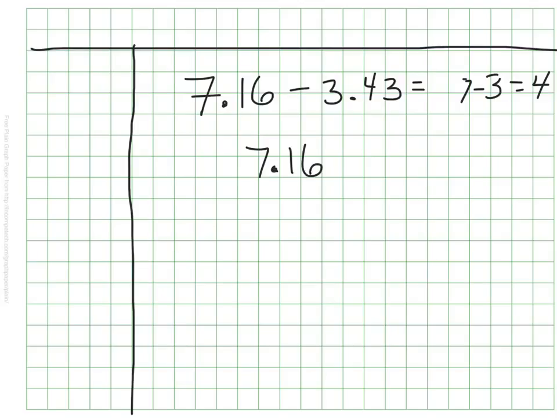Here's my larger number on top. I'm going to make sure my decimal places are lined up, and then I can fill in the place value here, and I'll subtract. I know my decimal place is going to be right there. It's not going to move. 6 minus 3 is 3. We cannot subtract 4 from 1, right? We can't do 1 minus 4.